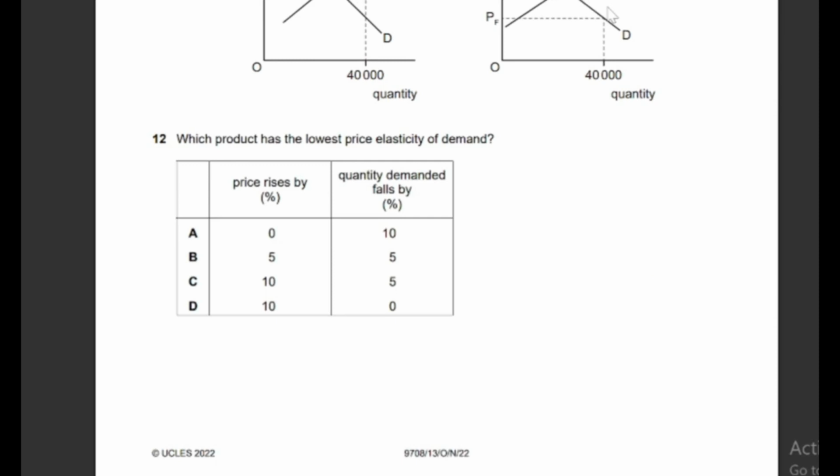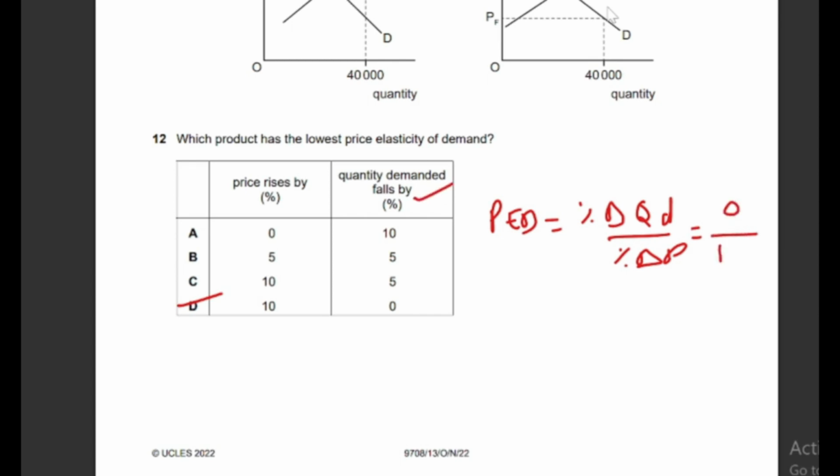Moving to question number 12, which product has the lowest price elasticity of demand? In this case option D is the correct answer, right? So price elasticity of demand is calculated as percentage change in quantity demand over percentage change in price. So in option B, percentage change in quantity demand is 0%, percentage change in price is 10%, so 0% over 10% is equal to 0. So this is perfectly inelastic, so this is the lowest possible price elasticity of demand.